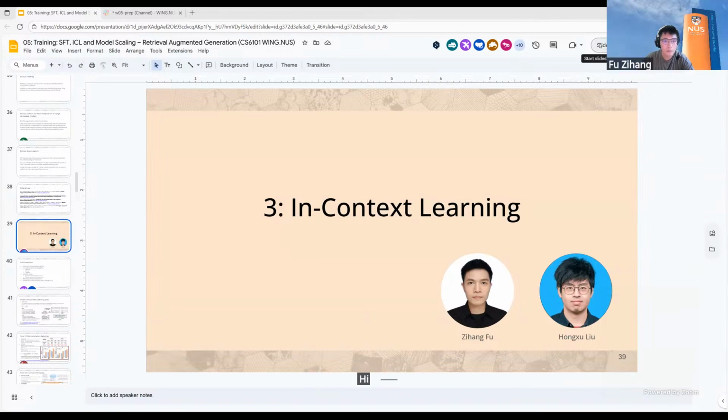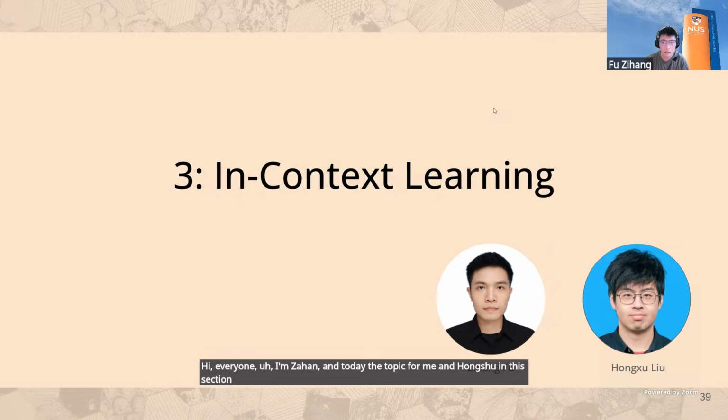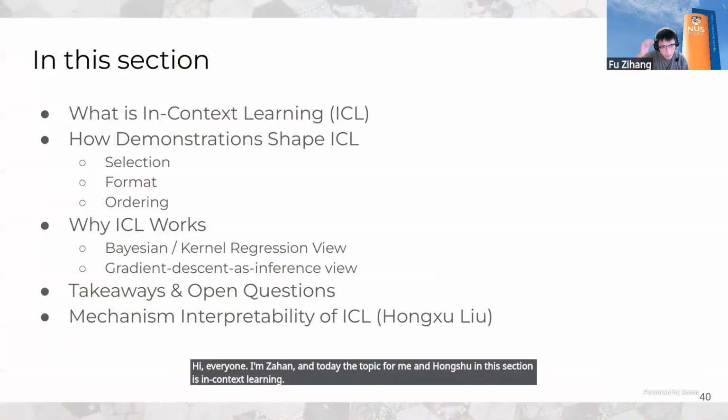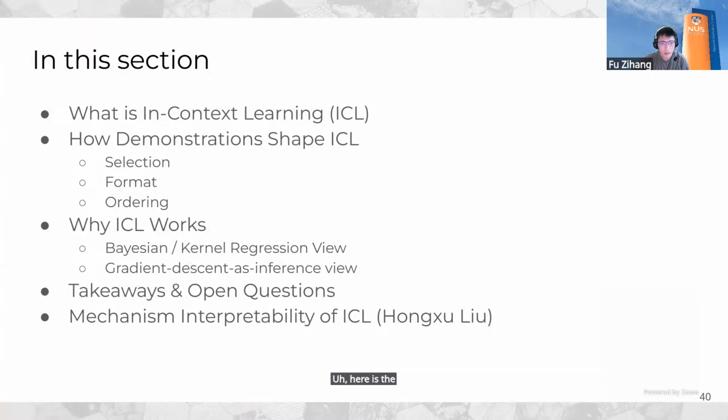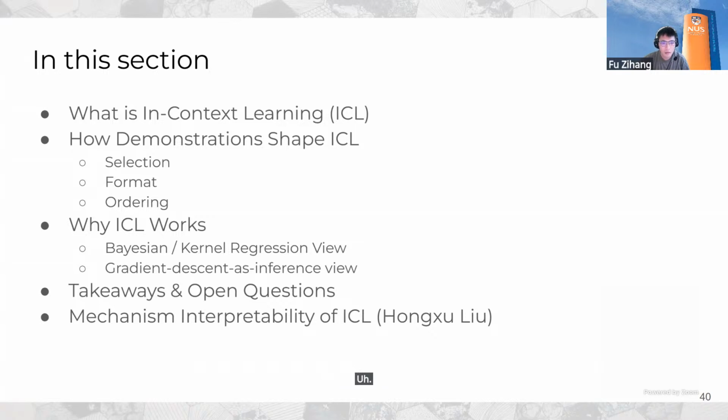Hi everyone. I'm Zihang, and today the topic for me and Hongxu in this section is in-context learning. Here is the overview of my part. We will focus on three things. First, what is in-context learning? Second, how demonstration shapes in-context learning, including demonstration selection, format, and ordering. And third, we will ask why in-context learning works, and we will look through two views, a Bayesian kernel regression view and a gradient descent as inference view. Finally, we will close with some takeaways and open questions.